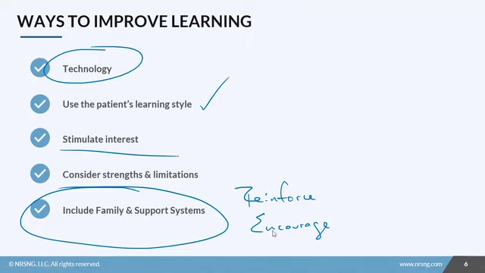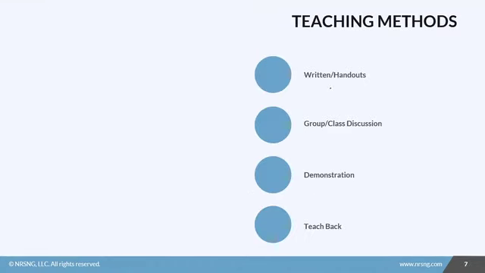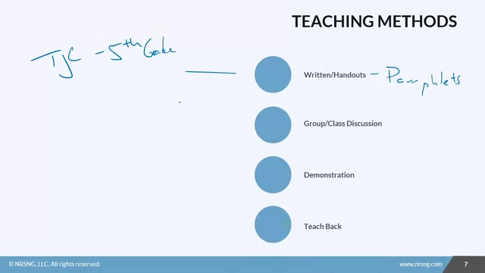Now let's look practically at some actual teaching methods. So here are some of the teaching methods that we use. Written or handouts. So these are pamphlets. The important thing that you need to know about pamphlets is that the Joint Commission says they have to be at a 5th grade reading level or below. So what you can do is hand the information to the patient in a written form if this is their preferred style of learning. And what you can do then is find out what they understood and what they don't understand, and then you can help fill in those gaps there.